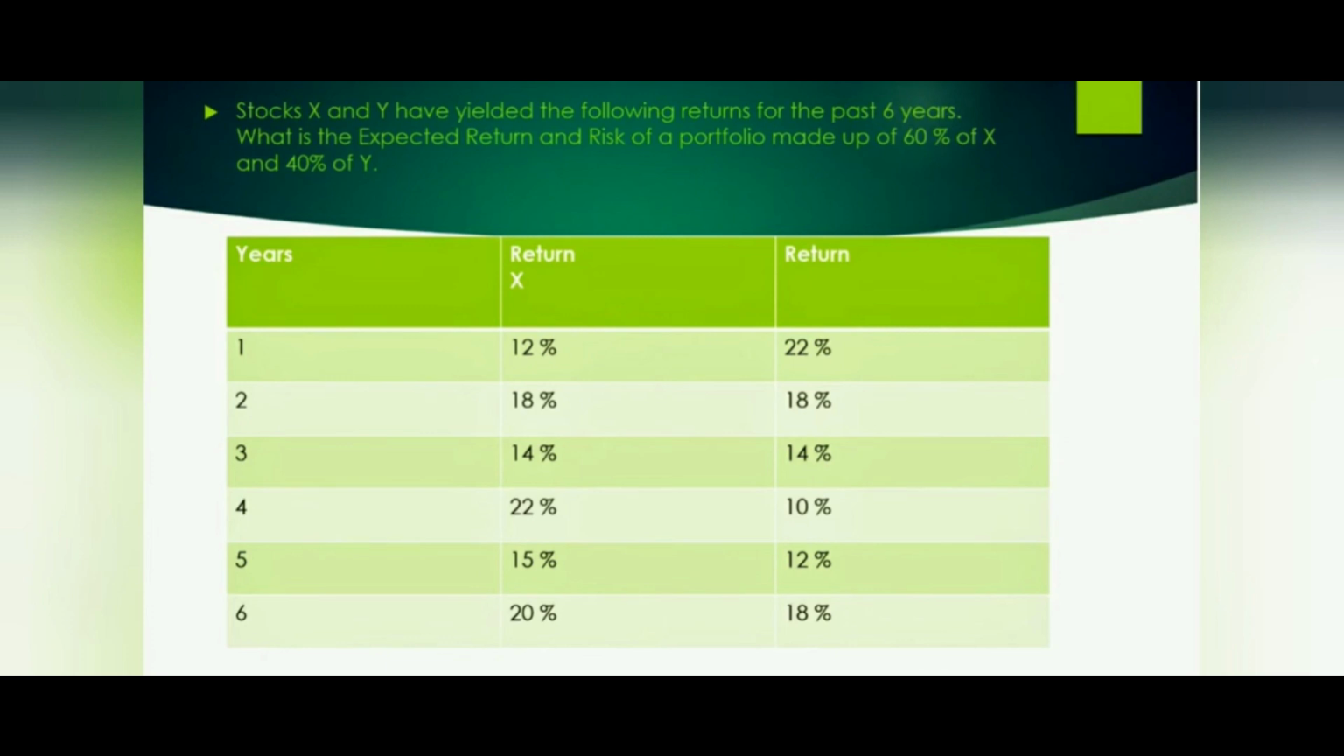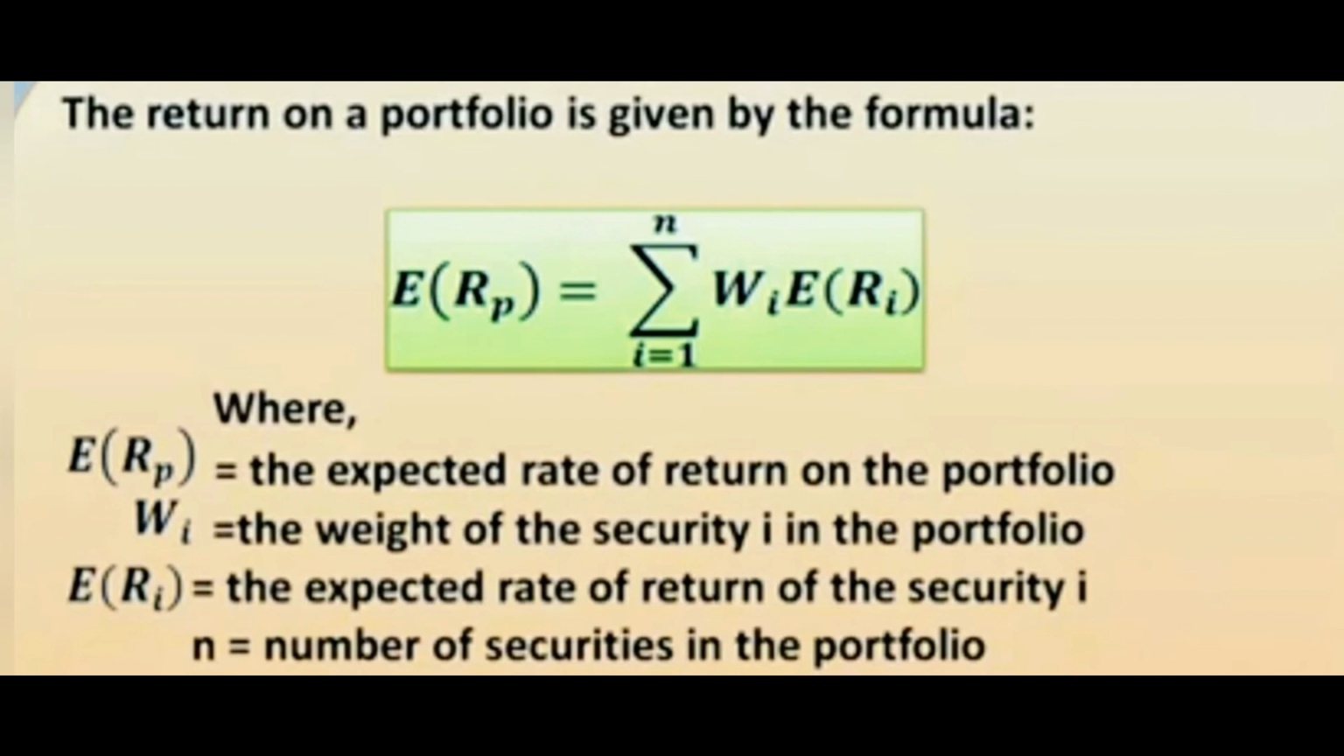The returns from two securities for the past 6 years are given to us, and we need to calculate portfolio risk and portfolio return. It is also mentioned that the portfolio is made up of 60% of security X and 40% of security Y. Let's find out portfolio return and portfolio risk.